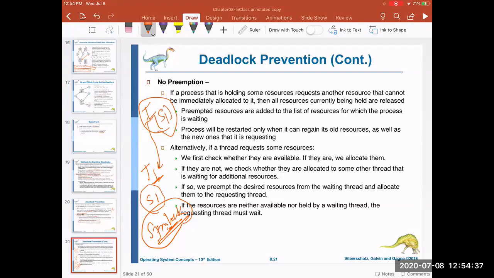So non-preemption, no preemption. If the process that is holding some resource requests another resource that cannot be immediately allocated, then all the resources currently being held are released. This is number one solution to it. The preempted resources are added to the list of resources for which the process is waiting, and the process must be restarted only when it regains the old resources as well as the new resources that it is requesting.